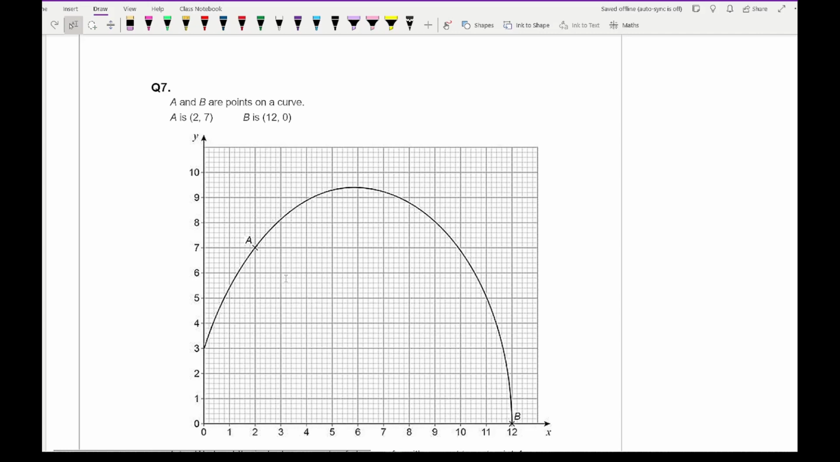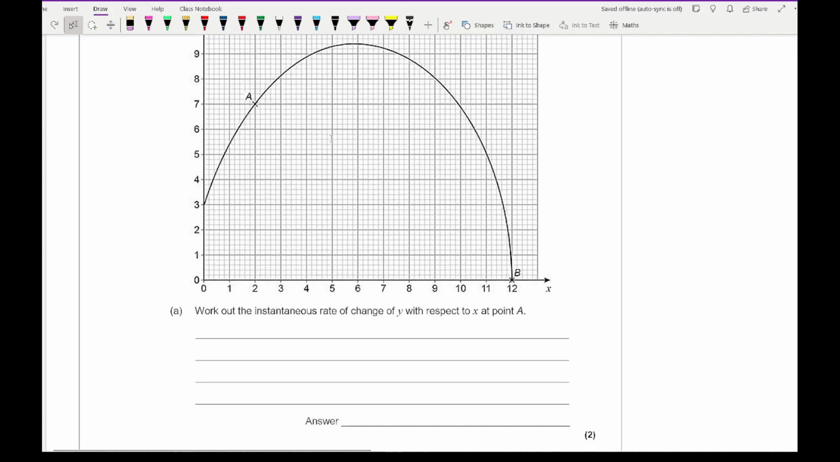So this question again looks at A and B. The reason why I say again is because this question was covered in the rate of change exam question video. So it says A and B are points on a curve, and it gives us the coordinates. And for part A, it says work out the instantaneous rate of change in y with respect to x at point A. In other words, what this question is asking me to do is to work out the gradient at A.